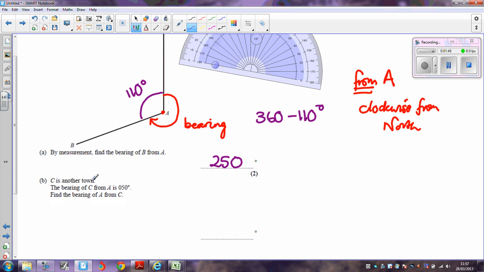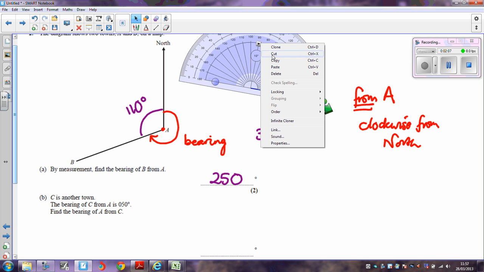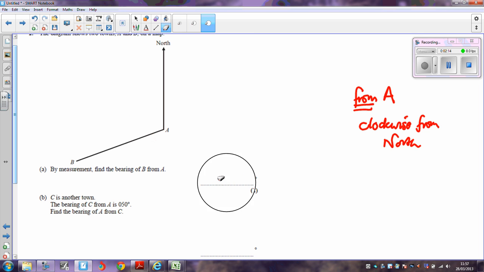The question now says C is another town. The bearing of C from A is 50 degrees. Find the bearing of A from C. I might as well use the diagram that I've already got. Let's get rid of the protractor now, and get rid of the information that we don't need on here. Let's just rewrite my 250 there. Let's keep that.